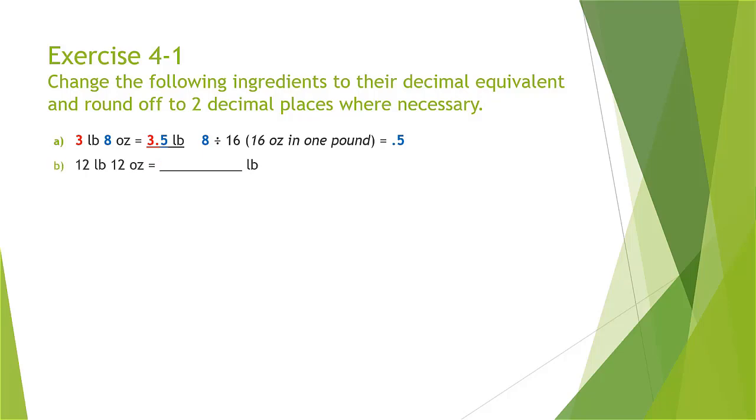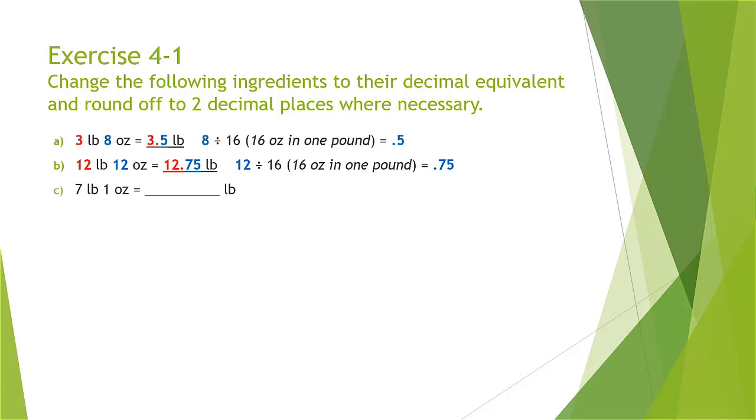Our next one, 12 pounds and 12 ounces. Again, the no-brainer. If I have 12 whole pounds in the ingredient amount, I'm going to have 12 whole pounds in the decimal amount. I need to concern myself with the 12 ounces. And again, 12 divided by 16, the amount of ounces in 1 pound, gives us decimal 75. When you combine the two, you end up with 12 decimal 75 pounds. Again, absolutely equal in amount to 12 pounds, 12 ounces.